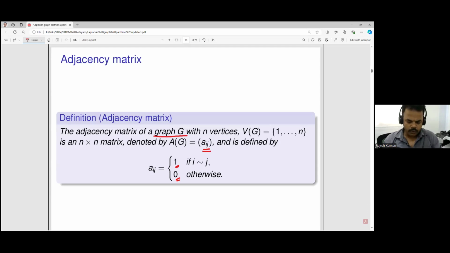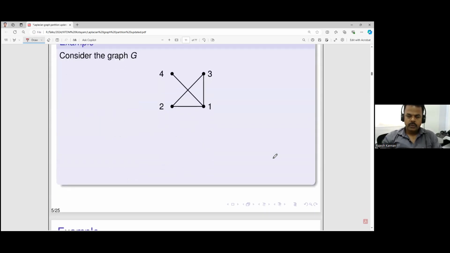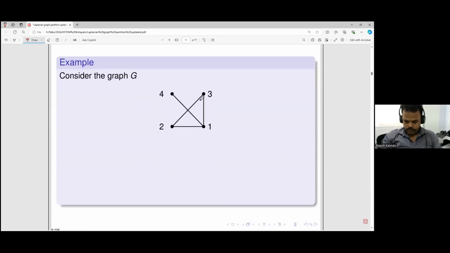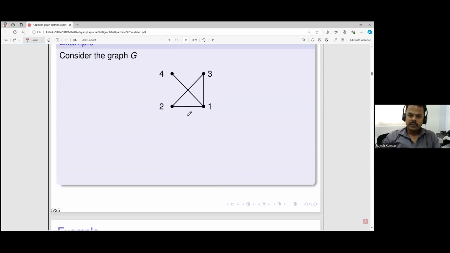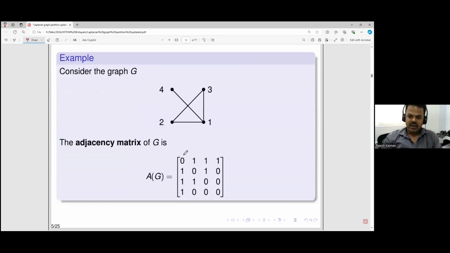If you are seeing it for the first time, then let me give some examples. Consider this graph. This fits into our setup. This is a finite, simple, undirected graph. For this graph, I'm going to associate an adjacency matrix. How to do that? Both rows and columns are indexed by the vertex set. Okay, so you can see here.